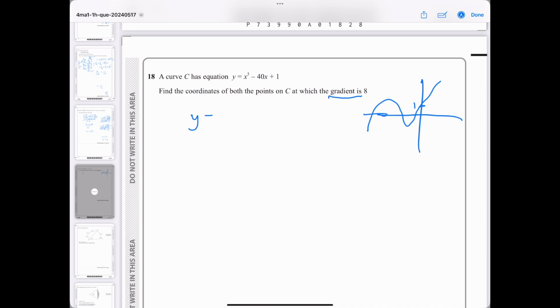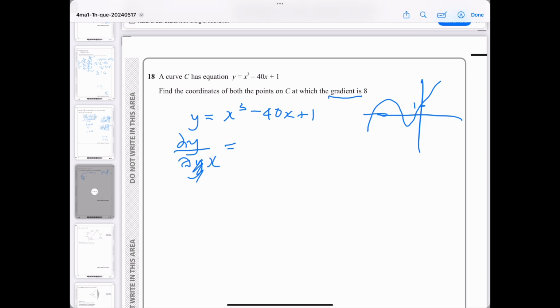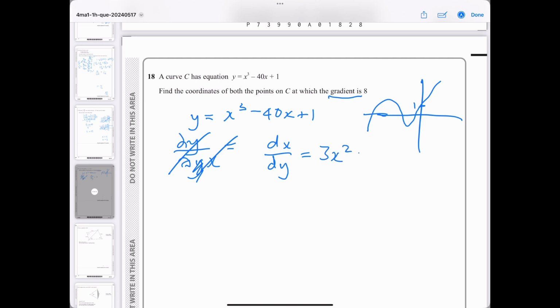So if y equals x cubed minus 40x plus 1, that means that dy by dx equals, good Lord, I should really write that differently. Why can't I see the thing that normally flips up to give me that? Anyway, I haven't got the ability to do that. So dy by dx equals 3x squared minus 40.